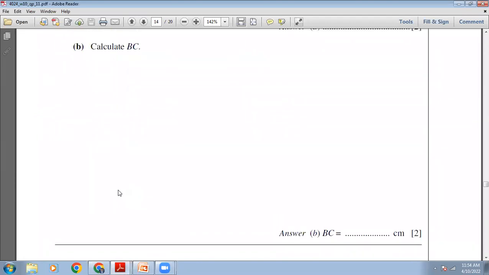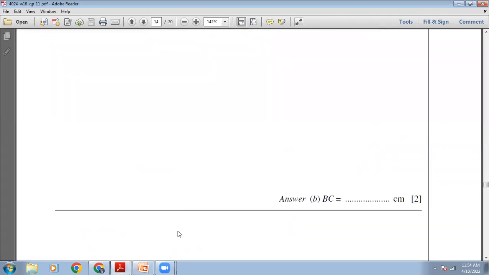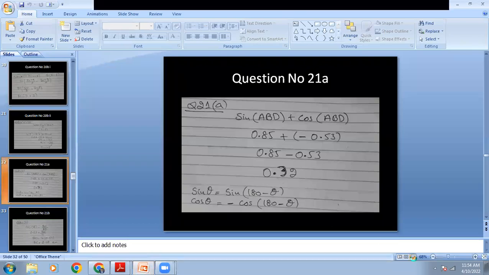Then their question is to calculate the value of BC. They want you to find out the value of this. We know the value of the hypotenuse. We want to find out the value of the base. So I can use cos. Cos B will be equal to the base divided by the hypotenuse. And cos B value I already know. Okay, so let me show you the solution.